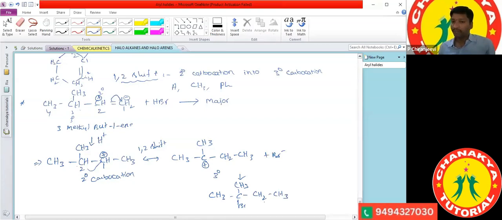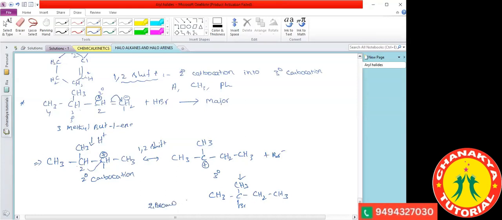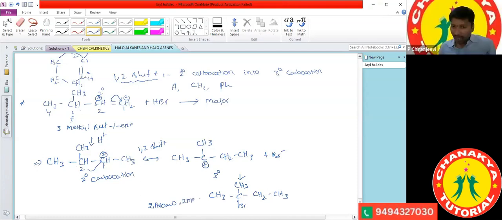Have you understood here? Okay. Now finally, what is the product you got? What is the IUPAC name of the product? 2-bromo, 2-methyl butane. 2-bromo, 2-methyl butane is the major product.